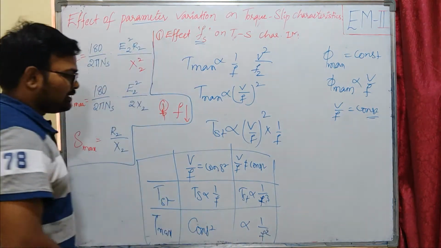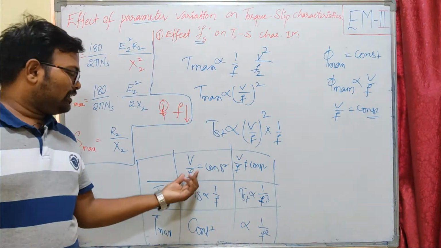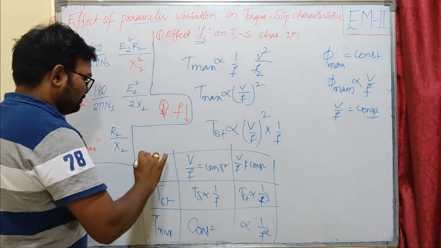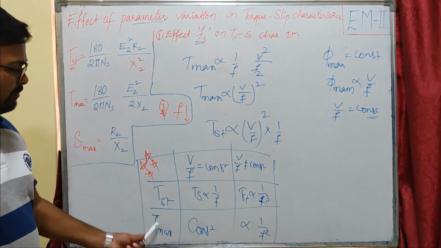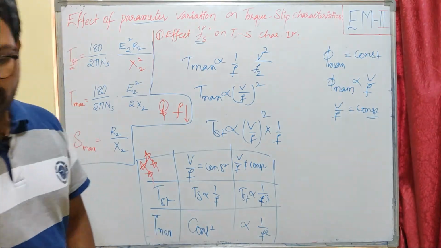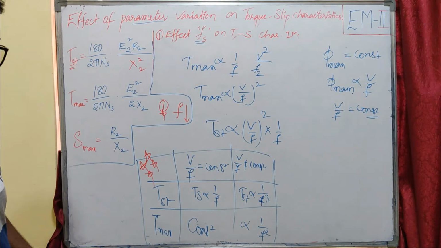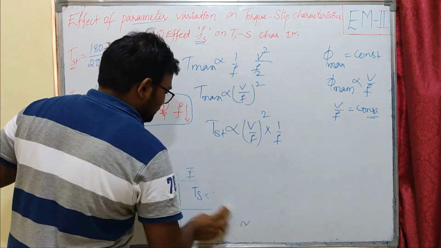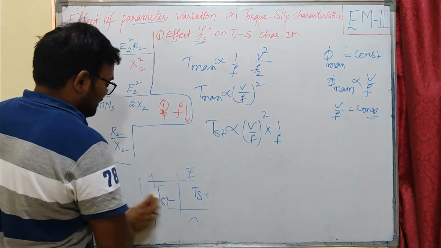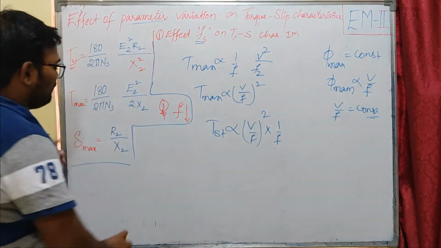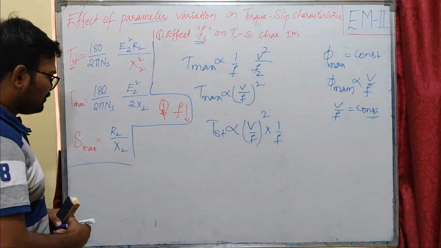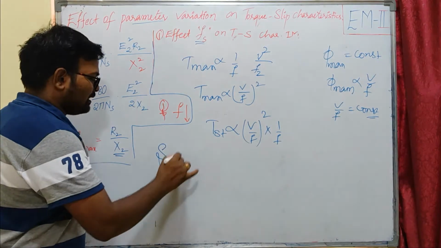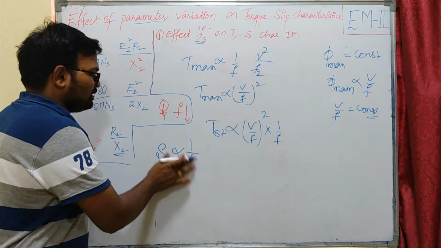So this is the parameter variation, frequency variation for starting torque and maximum torque. This is one important table: starting torque and maximum torque variation with respect to our V by F ratio. Now let us see the torque slip characteristics variation with respect to frequency. We have to consider one more component, that is slip. Slip also has a frequency component in the denominator. That means slip at maximum torque condition is inversely proportional to supply frequency.